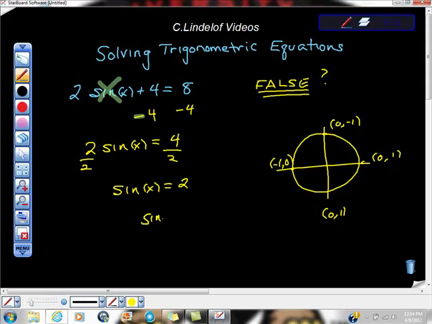Because we know that sine of x, the highest, did I really get that backwards? The highest sine value is going to be 1, isn't it? The lowest sine value will be negative 1. So sine of x is always greater than or equal to negative 1, but less than or equal to 1. So this doesn't fit that condition, does it?